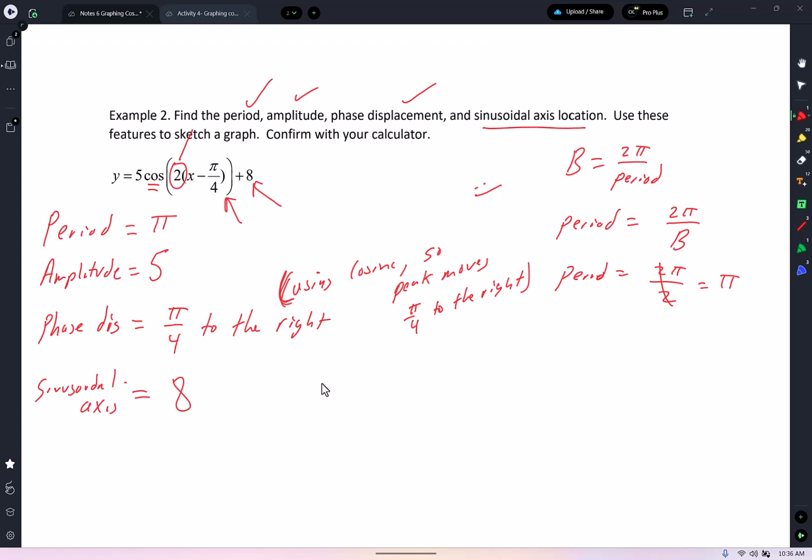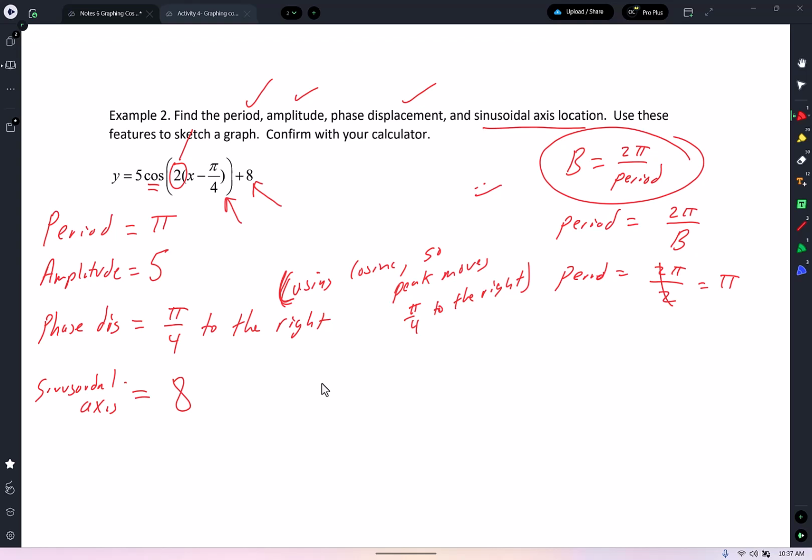Okay. What's up, Miss White? I'm wondering how you changed the period. I didn't change the period. I found the period. Why wouldn't we just use the period they gave us? They gave me the period of pi. The 2 is not a period. The 2 is just the b, your horizontal stretch or compress. You get the period by doing 2 pi divided by b.